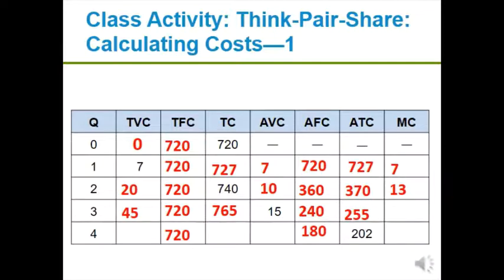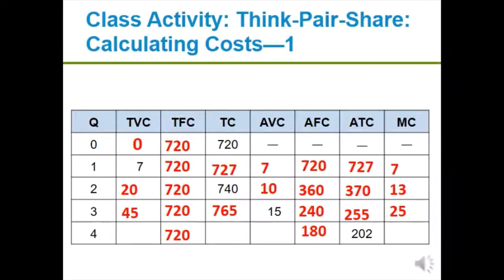Finally, we can calculate the marginal, the additional amount of cost to produce that 3rd unit of output. Previously, we had $20 of variable cost. Now we have $45 of variable cost. That increase in cost, that additional cost, is $25.